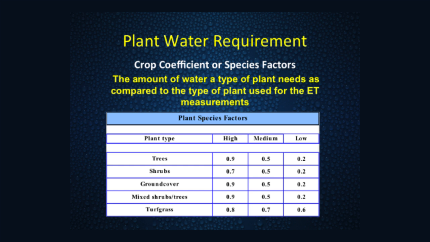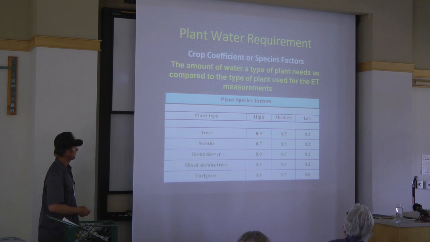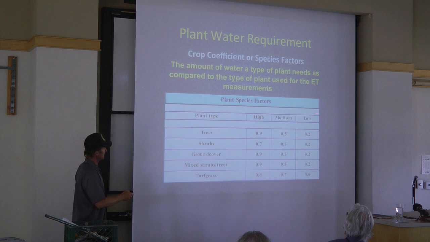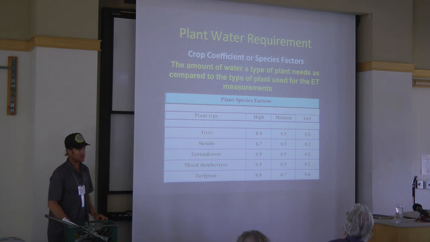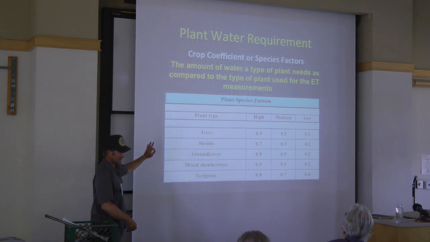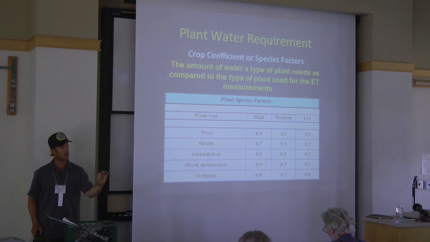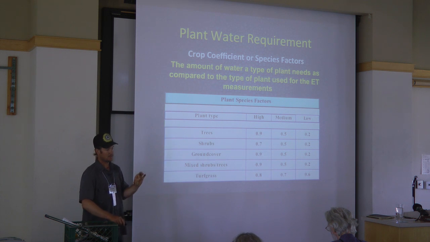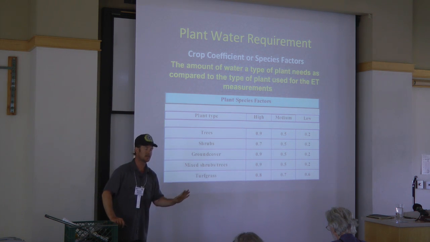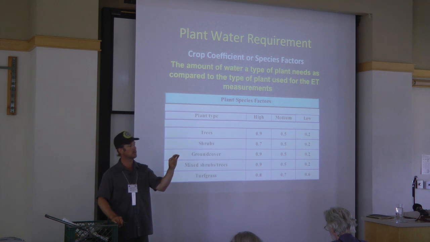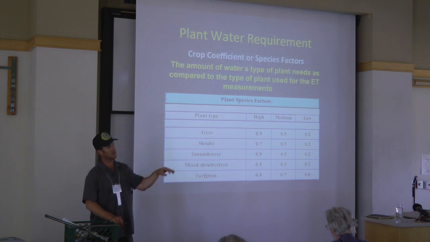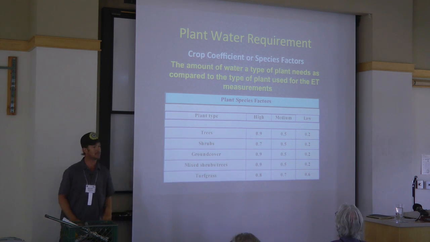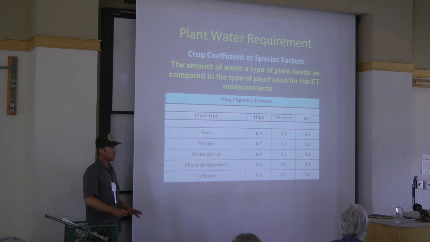So for the species factor and your plant type, we can make it simple. Here's your plant types: tree, shrubs, ground covers, turf grass. High, medium, low. These are species factors. If you want to really get down to where these numbers are coming from, you can go to the Department of Water Resources website. They have what we call WUCOLS. There are tons of acronyms out there, folks. WUCOLS, W-U-C-O-L-S, Water Use Classification of Landscape Species. Wonderful, wonderful reference.